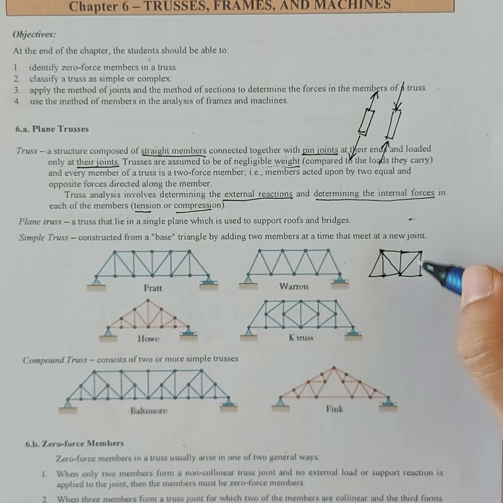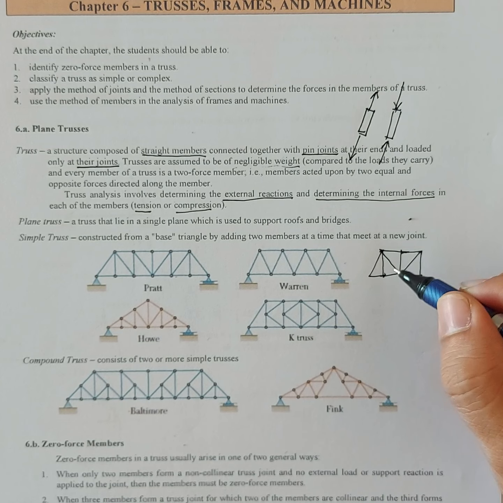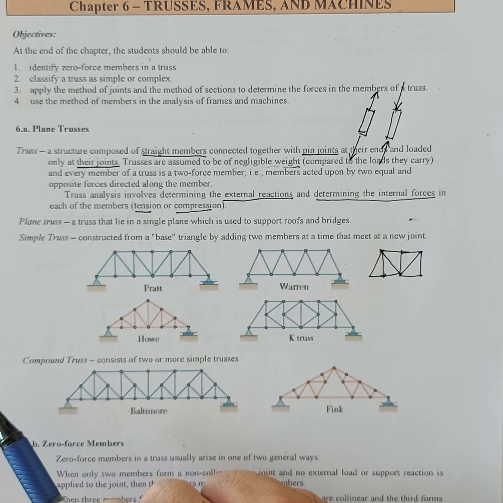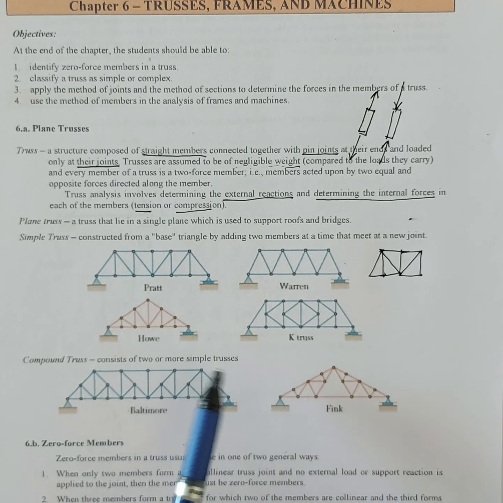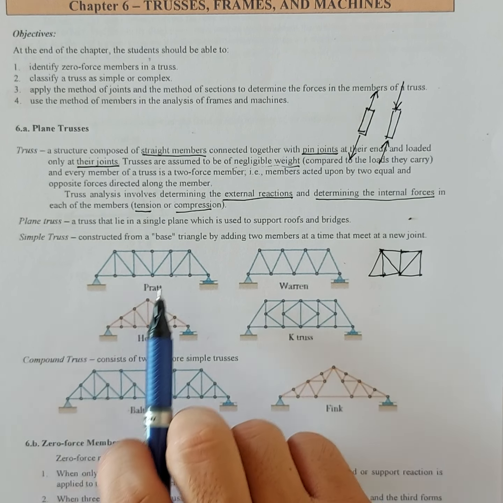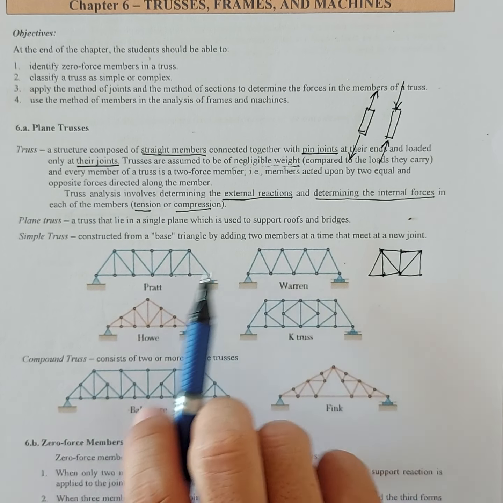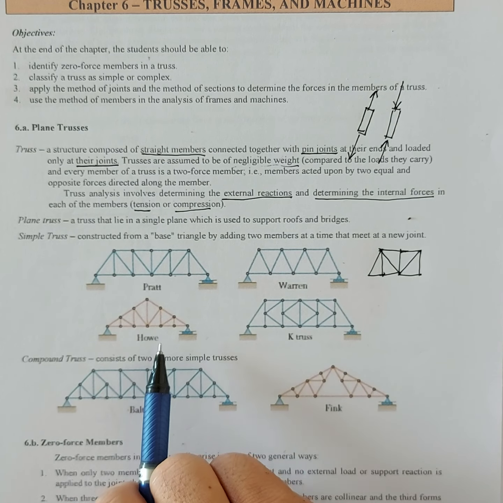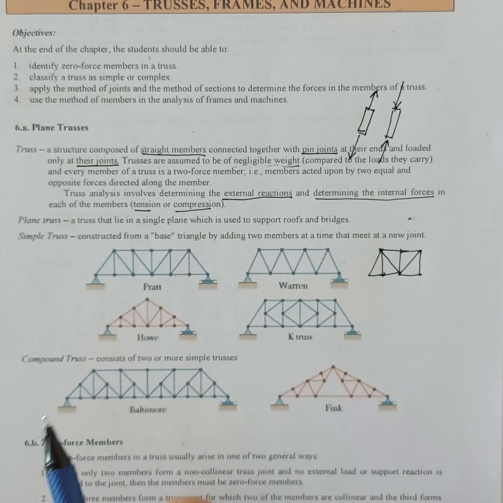So, by adding two members to a base triangle, we form a simple truss. That is the definition of a simple truss. Examples of simple trusses are the Pratt truss, Warren, Howe, and K-truss. Usually we see the Pratt and Warren trusses in bridges, and the K-truss is for roofing.